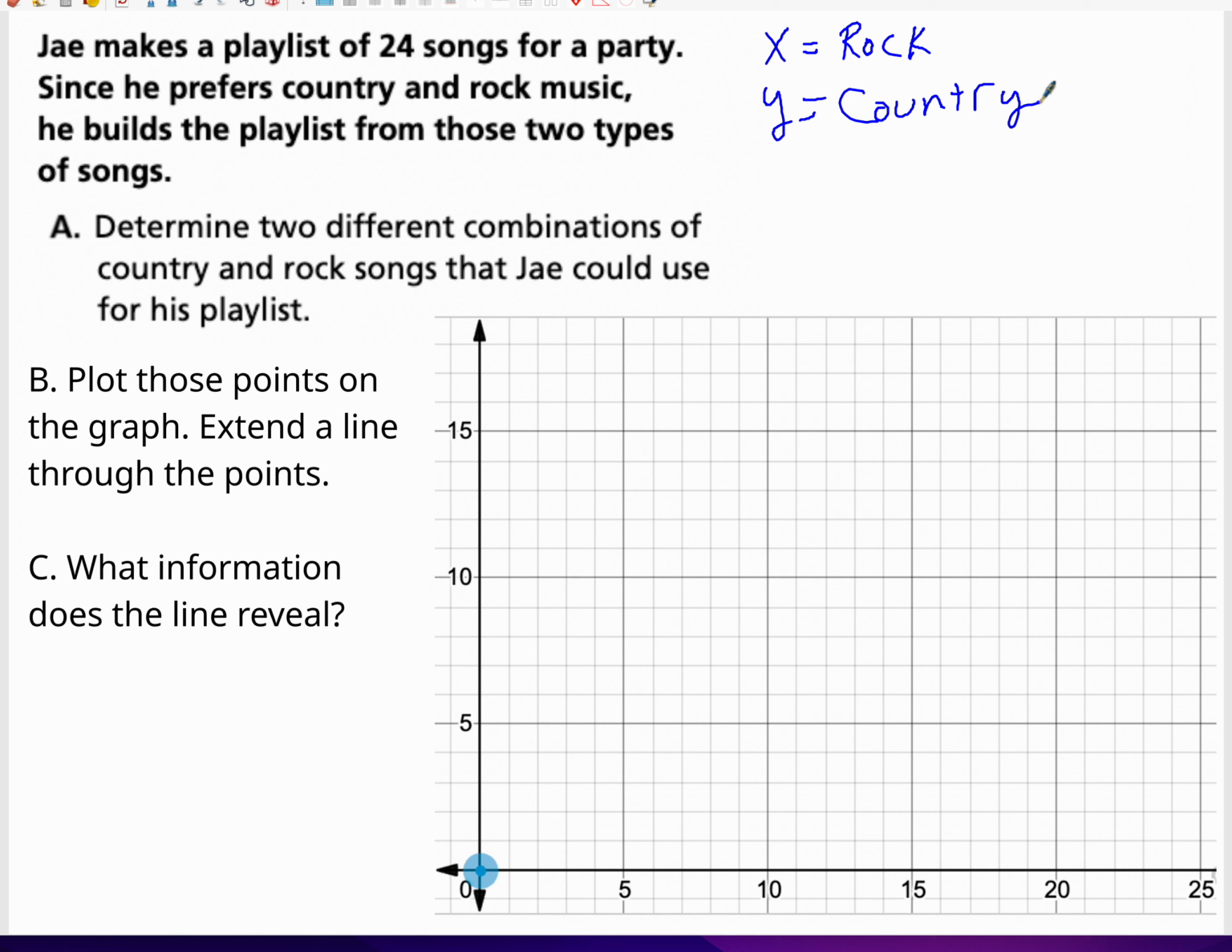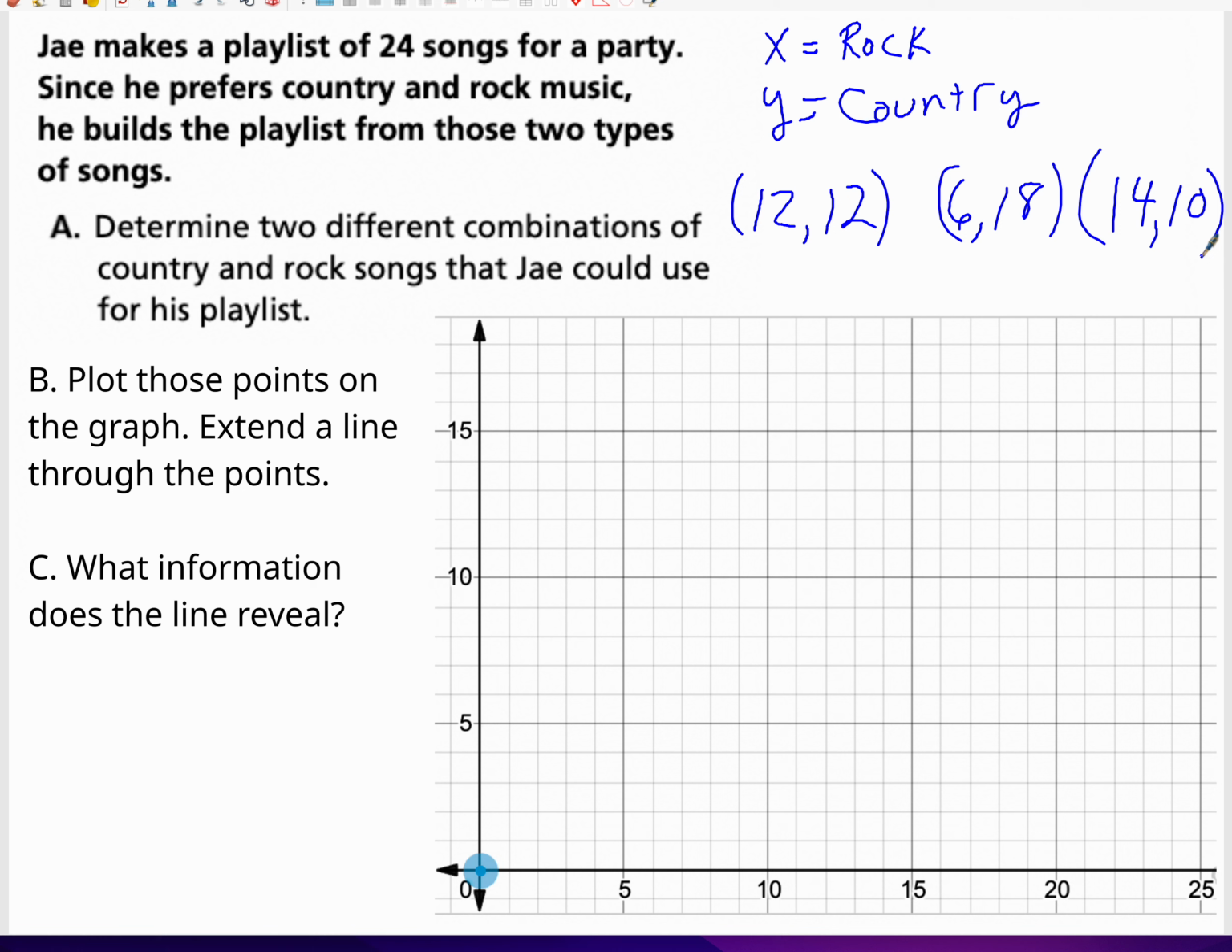Let's see. One of you said 12 and 12. That was the easy one, right? 6 and 18. 6 rock, 18 country. Yeah. So 6 rock, 18 country. All right. I prefer the 14 and 10. Okay, so that's going to be enough for us to get started. 14 and 10. Okay, so we can graph that.